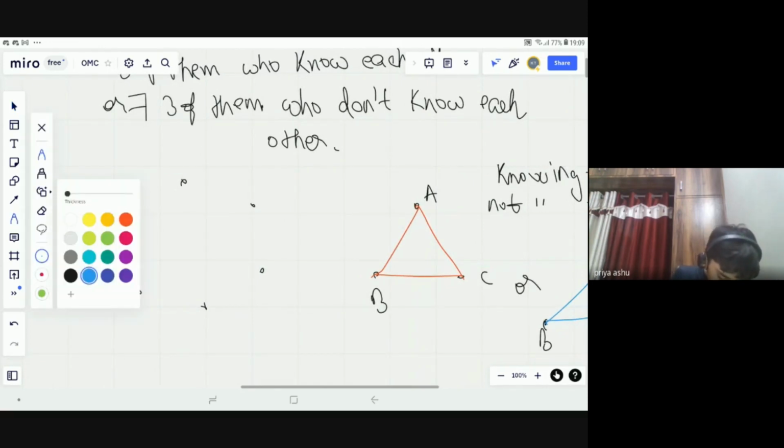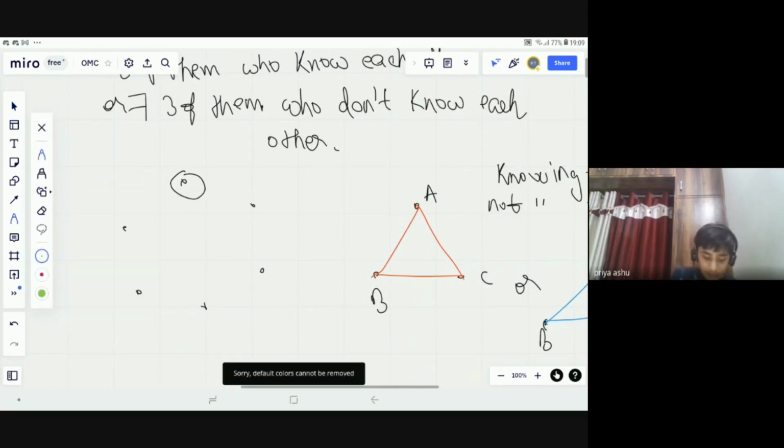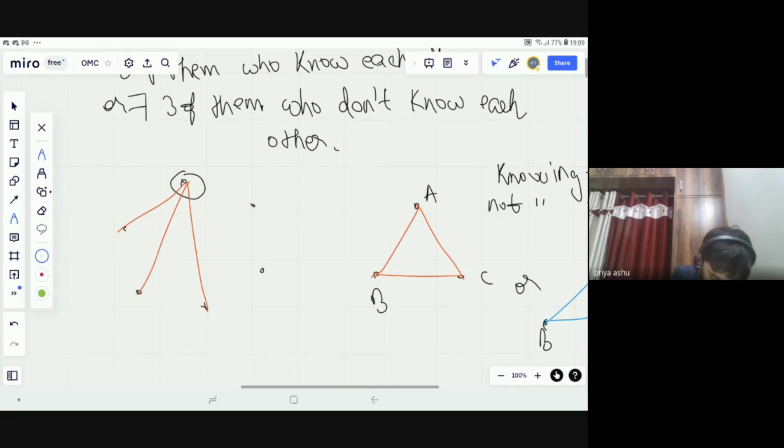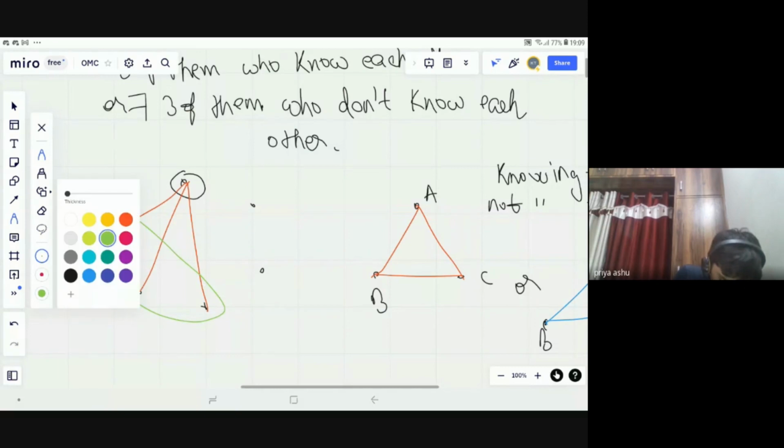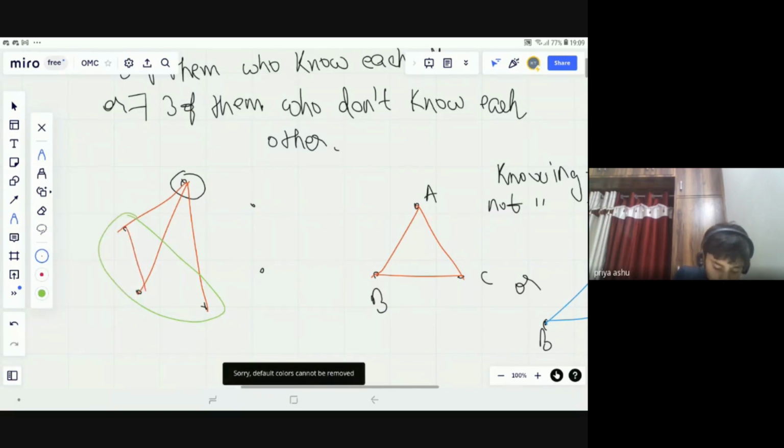So to prove this, let's take any vertex. It is connected to the remaining five vertices by some edge, red or blue. So by the pigeonhole principle, there would exist either at least three red edges or at least three blue edges. So assume that we have at least three red edges. Let these three red edges be the three edges we want, and let the remaining vertices be these three green vertices. If any edge among these three green vertices is red, then we clearly have a red triangle, which is what we wanted.